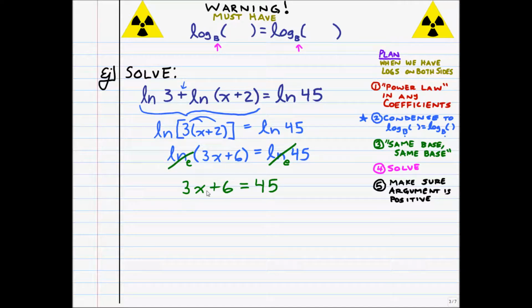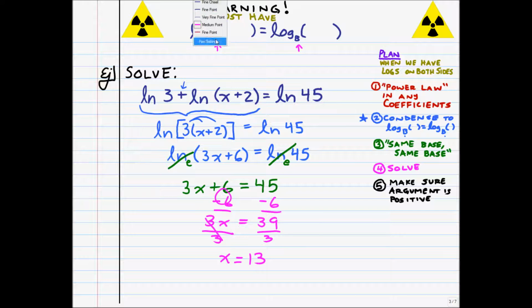So from here, what do we do? Well, we did the same base. We got rid of the logs. It was all just a fake log anyway. Now we solve. So minus 6 to make a 0. We get that 3x equals 39. And if memory serves, 3x equals 39 when x equals 13.